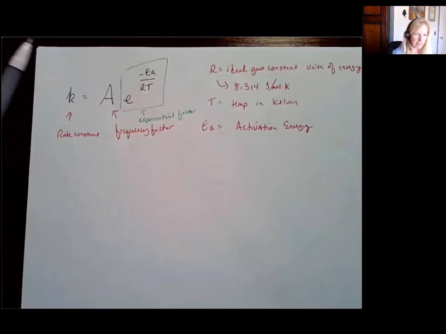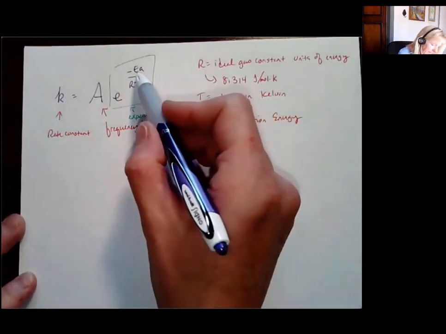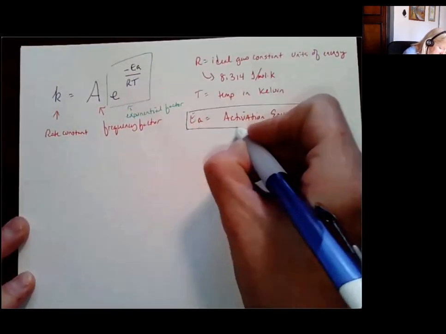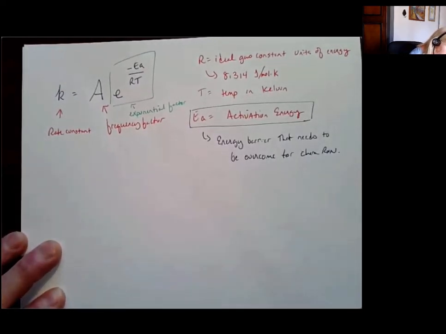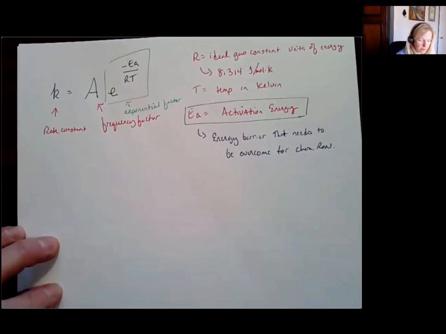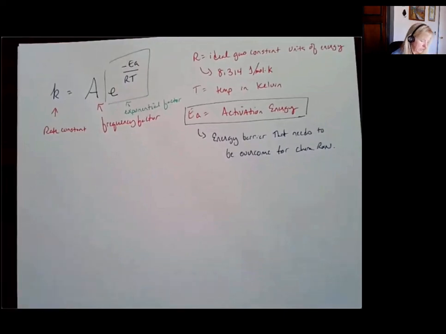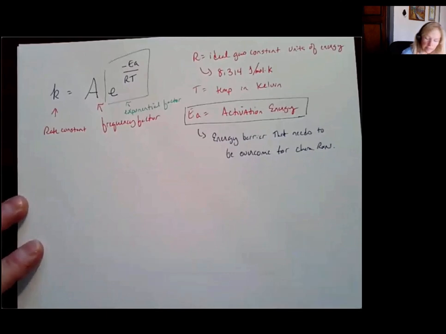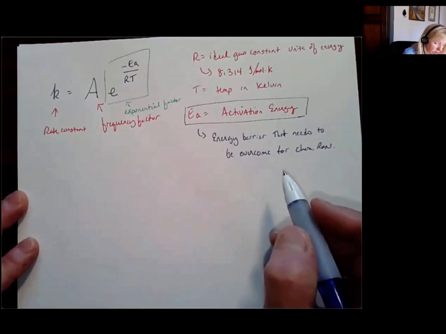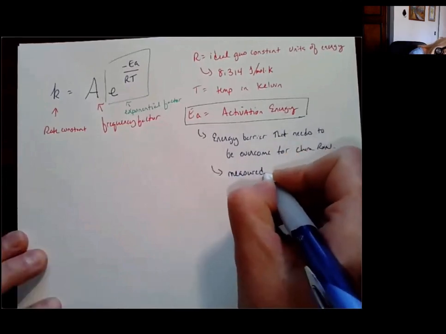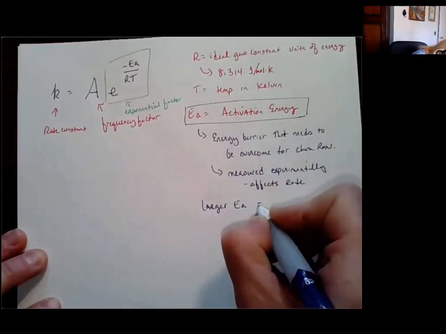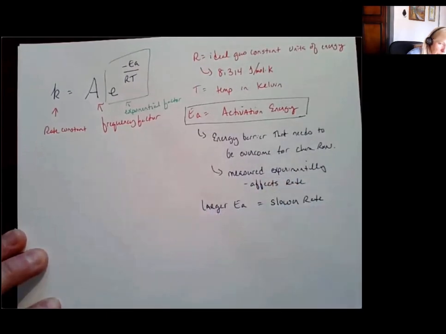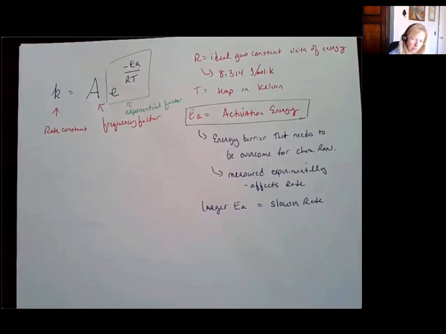So what is activation energy? Let's look at Ea first. This is the energy that needs to be overcome for a reaction to happen. We haven't really looked at this before. We've talked about the things that affect a chemical reaction. We've looked at the heat of a reaction, but we haven't really considered activation energy because activation energy is hard to measure. We usually measure it experimentally, but it affects the rate. So the larger your activation energy, the slower the rate, because that means there's more energy that's going to be required for that reaction to happen.